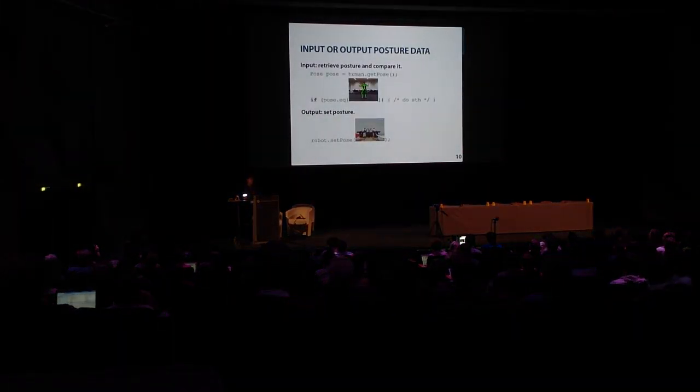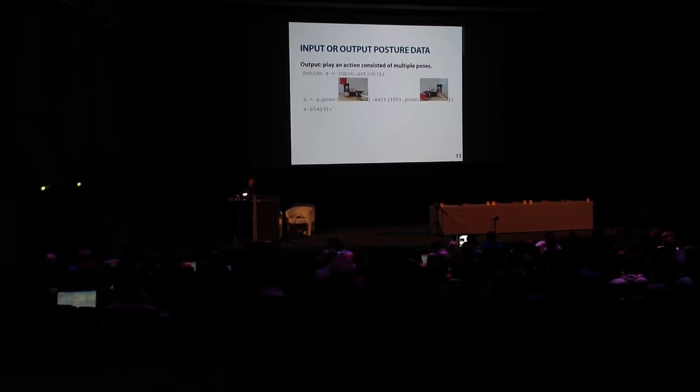So as I've shown you, Picode provides API that takes photos as its argument, and photos work as both input and output to a computer. For example, we can retrieve posture data and compare it against the one stored in the library. Or in the case of robots, we can set a robot posture with a stored one. And in the case of robot output, we can also construct this kind of array of postures and some ways to play it as an action.